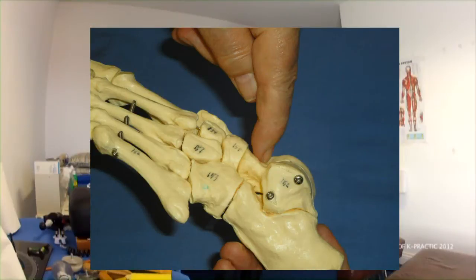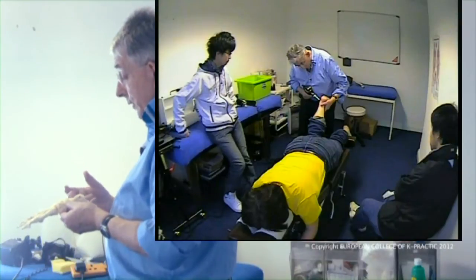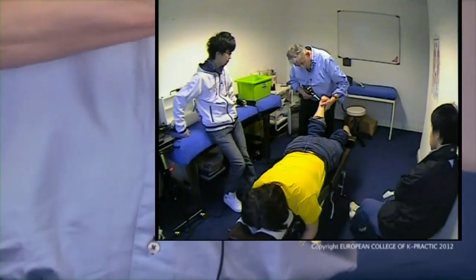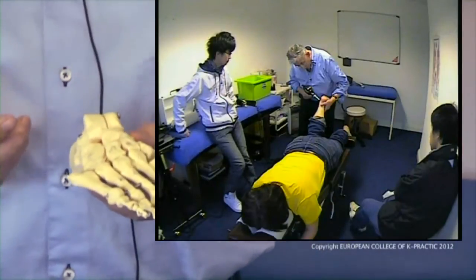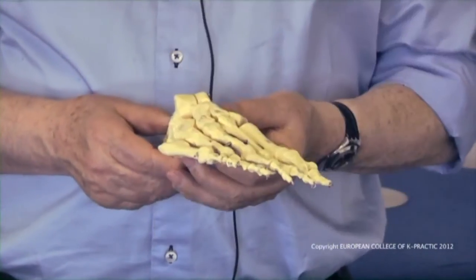Now, the most frequent thing that happens to the talus is that because of forces exerted on the foot by the body, it tends to go forward and to the side. So in general terms, when you're adjusting a foot, you'll normally be adjusting the talus backwards and medially. And that is one of the frequent syndromes.